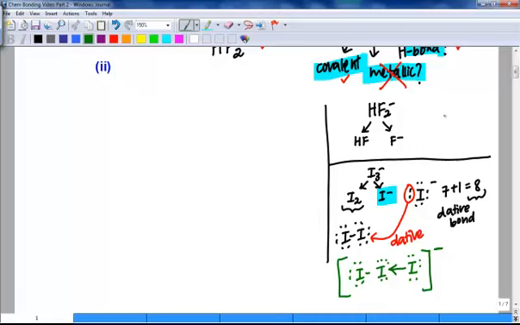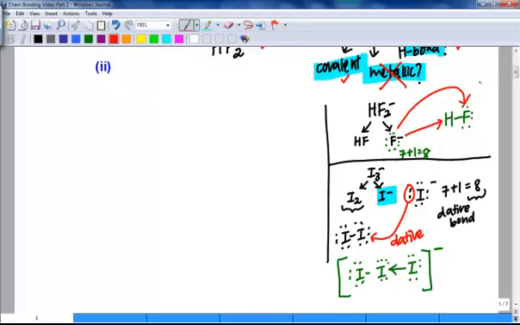So let's draw HF first. F will have 6 valence electrons left over, and for this F-, of course, it will have 8 electrons, again due to 7 plus 1 equals 8 because of the charge. So we can do a dative bond also. Now the question is, you have to ask yourself, does it dative bond to this hydrogen atom, or does it dative bond to this F atom? Which one should it be?